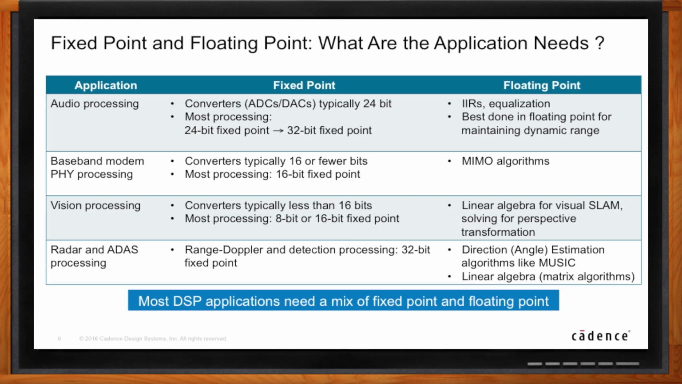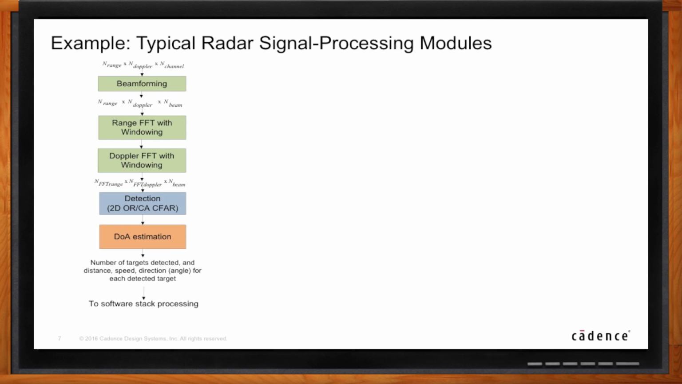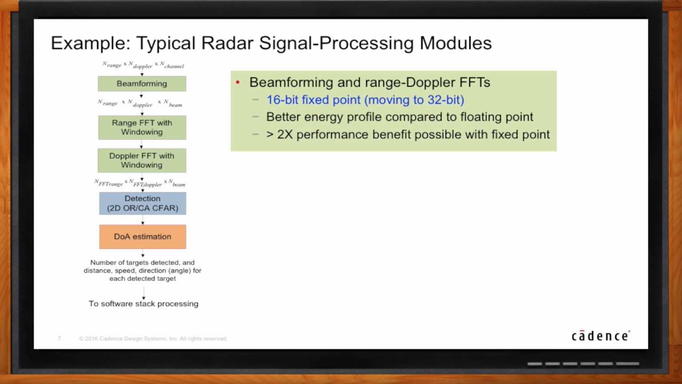You mentioned ADAS? That's right. So let's look at a typical radar application. A typical radar signal processing flow looks like this. Let's look at each part of the processing flow. The part shaded in green, the beam forming and the range Doppler FFTs, that processing is typically done in fixed point using either 16-bit or 32-bit processing.